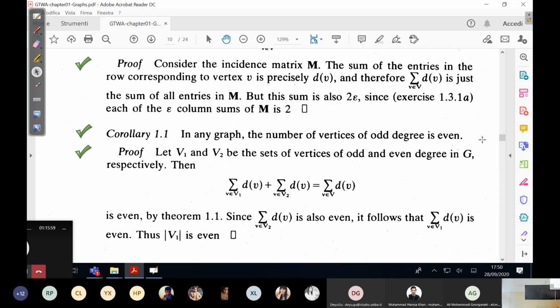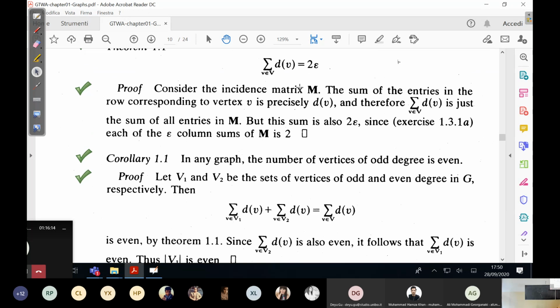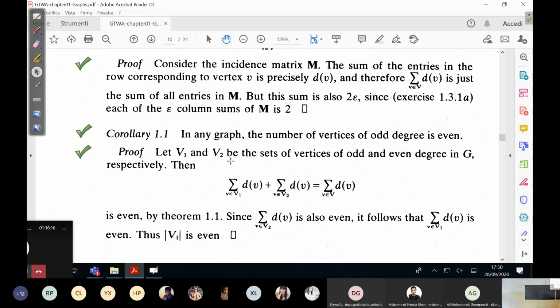Would you try to build a graph which has only one vertex with odd degree, or only 3 vertices with odd degree? You'll never be able. Why? Because of this little theorem. Why? Let's see. The idea is this.